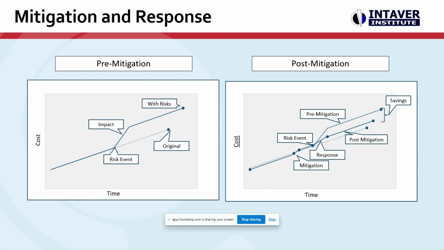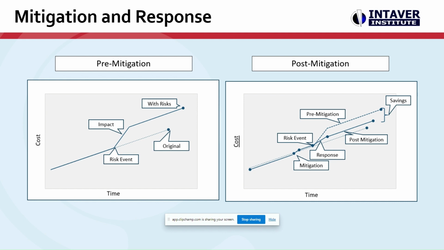When we look at mitigation and response, these are two little charts showing how we might visualize it. In the pre-mitigation chart, we have cost and schedule, and we have the original plan, which we can see as a dotted line. But if a risk event occurs at a certain point, it's going to have an impact and shift the plan, adding more cost and schedule. Then we can see the result of those risk events occurring if they're not mitigated.